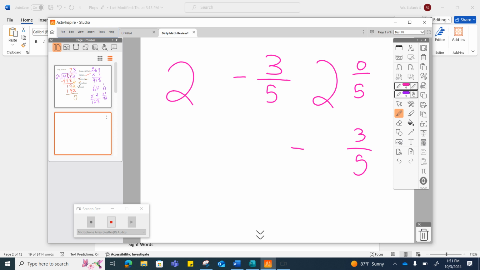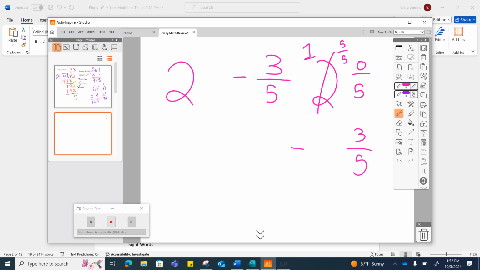This 2 is going to become a 1. And then over here you have 5/5. So are you with me with how I broke this 2? I took one of the wholes away and made it 5/5. How did you get 5? Only because it's fifths. If it was thirds, it would have been 3/3. We're copying the denominator to make our lives easier.